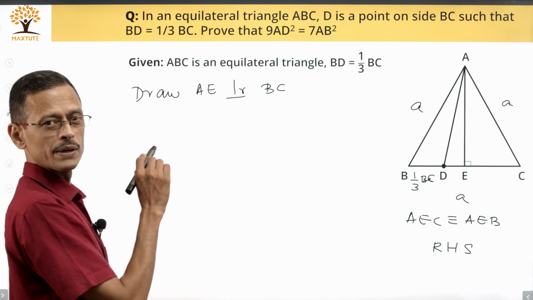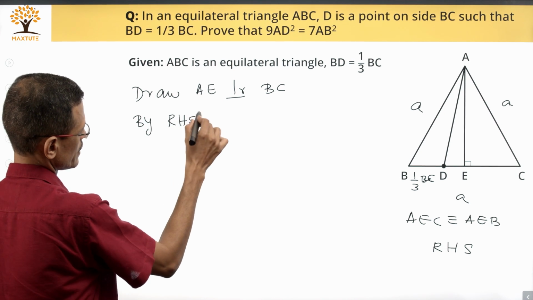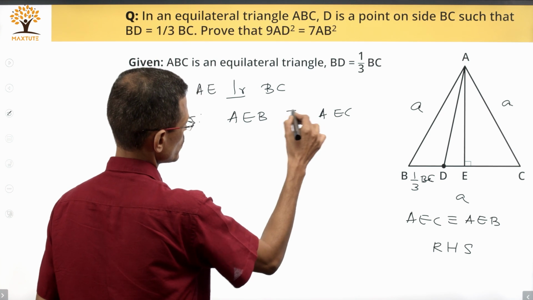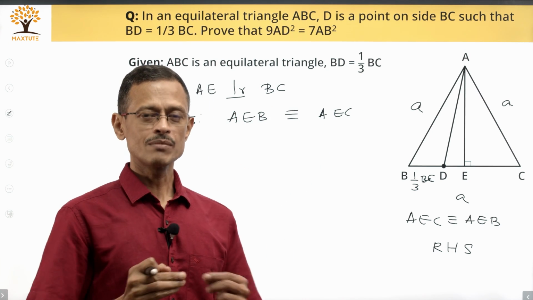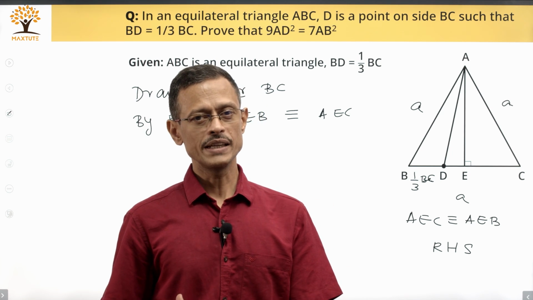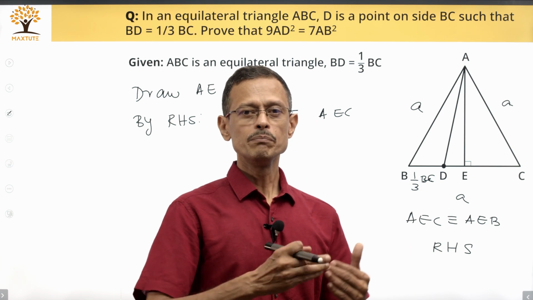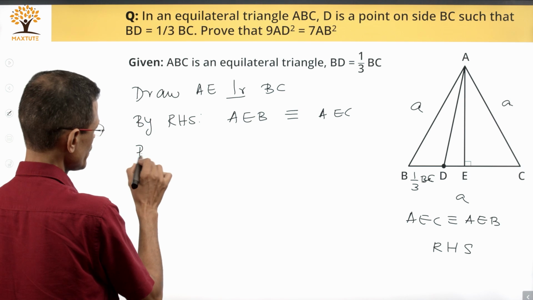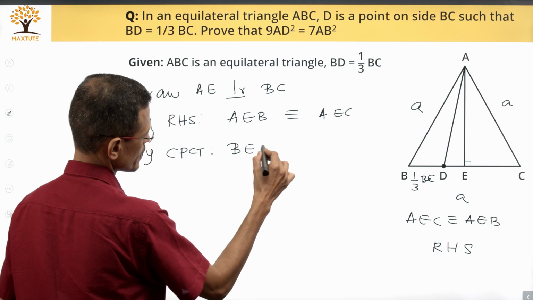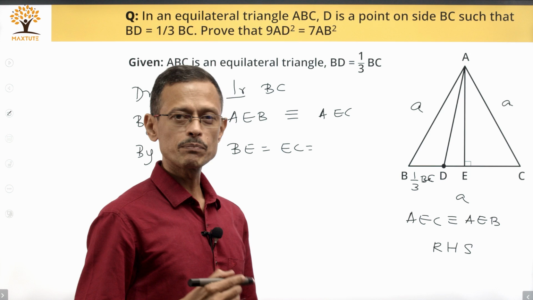So we drew a perpendicular AE to side BC. By RHS, triangles AEB and AEC are congruent. By the property of corresponding parts of congruent triangles being equal, BE and EC are the corresponding sides of these two triangles. So by CPCT, BE is equal to EC. If BE is equal to EC, then E is the midpoint of BC.